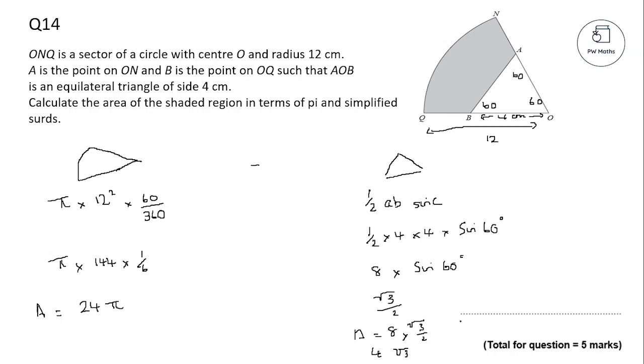We're doing awesomely with the question, but we do need an answer for the dotted line. The area of the shaded region will therefore be the area of the sector, which is 24 pi, and we need to take away the area of the triangle, which is 4 root 3, and we end up with 5 marks out of 5 on a tough question.